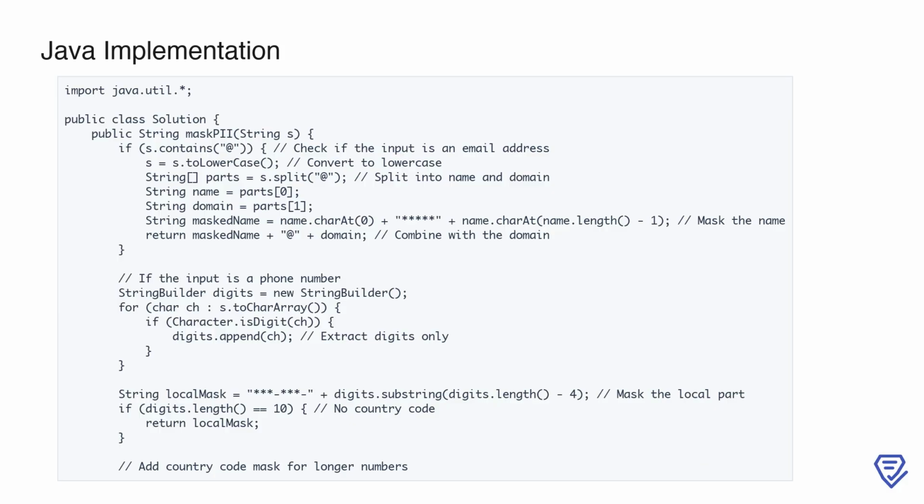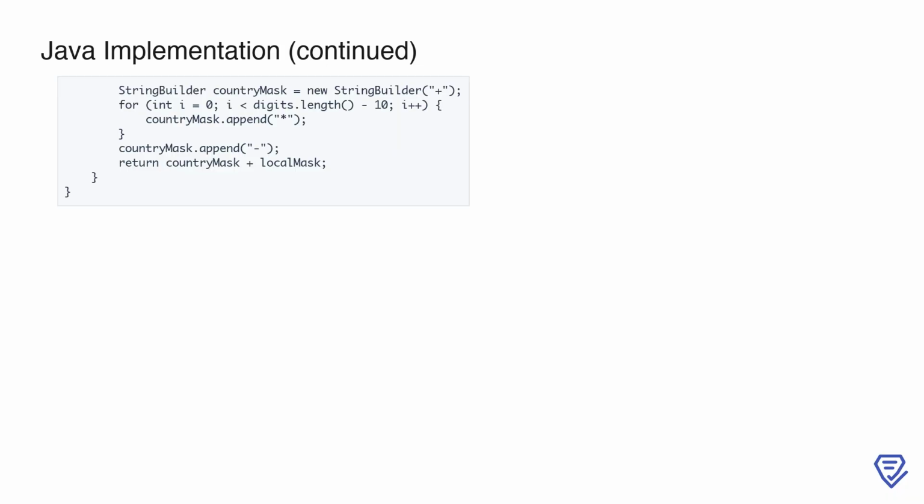If the input is not an email, we assume it is a phone number and proceed to extract only the digits. This is done by iterating through each character, appending only the numeric values to a string builder. The last 4 digits of the phone number are preserved, while the local part of the number is masked with a standard format of 3 asterisks, followed by a dash, then 3 more asterisks, another dash, and the last 4 digits. If the total number of digits is exactly 10, indicating there's no country code, we return the masked local part directly. Now, if the phone number contains more than 10 digits, we need to include a country code mask.